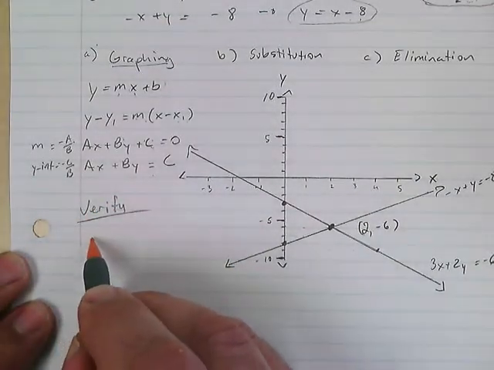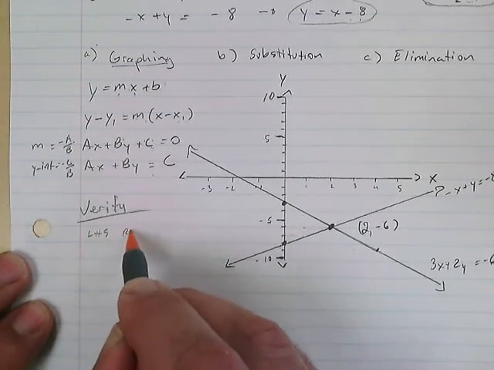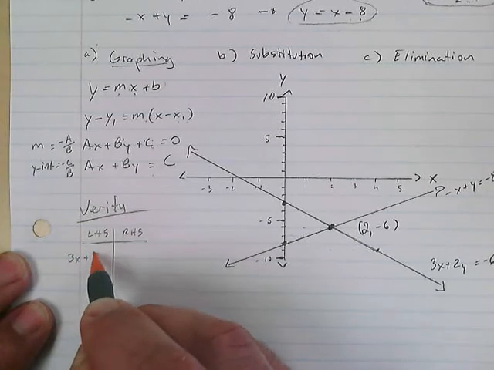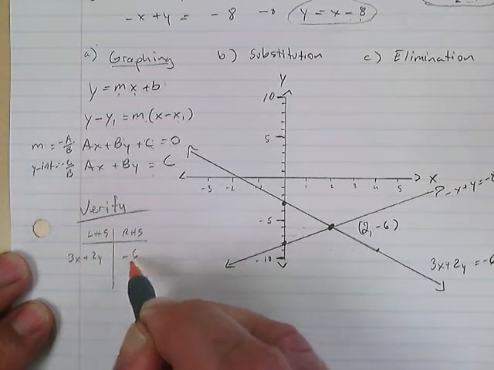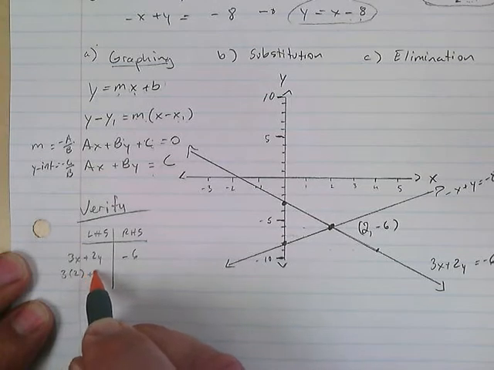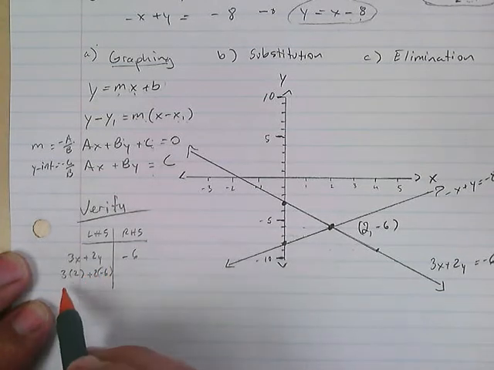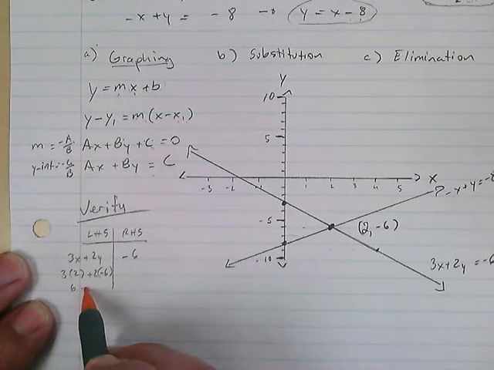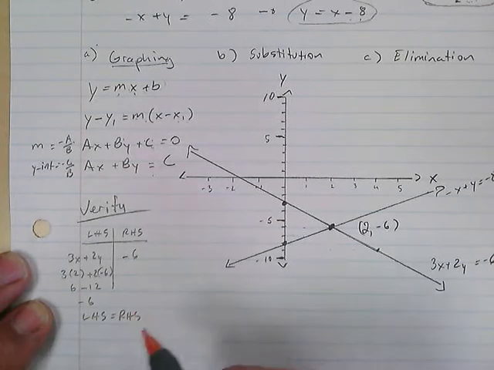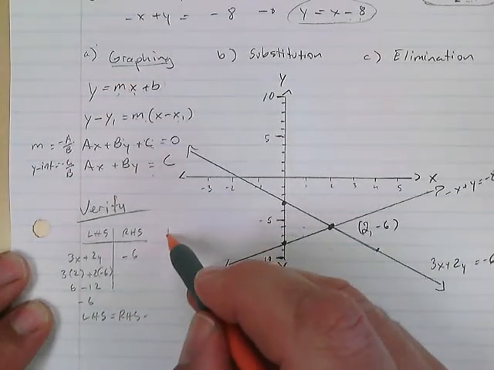So we're going to have the left-hand side, right-hand side for the first one, and we have that 3x plus 2y is supposed to be -6. So 3 times 2 plus 2 times -6, that'd be 6 minus 12, and that is -6. So left-hand side is equal to right-hand side. Check.